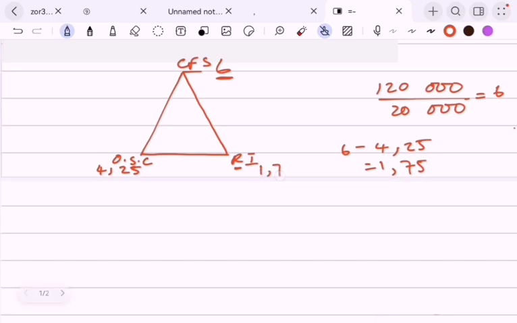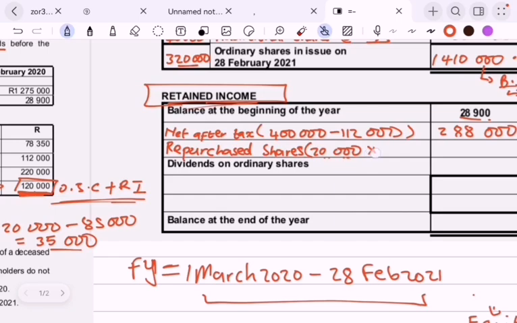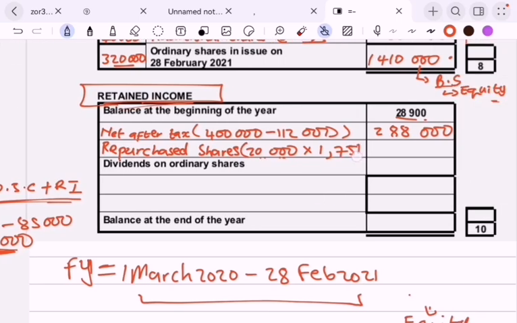So meaning the 1.75 is going to affect your retained income in terms of your repurchase shares. You get there, you multiply your 20,000 shares by your 1.75. So now let us check if we're going to get the same 35,000. So 20,000 multiplied by 1.75. And still, I'm getting my beautiful 35,000. You want to bracket that because you are making payments to the shareholder who is considered to no longer be a shareholder in the business.